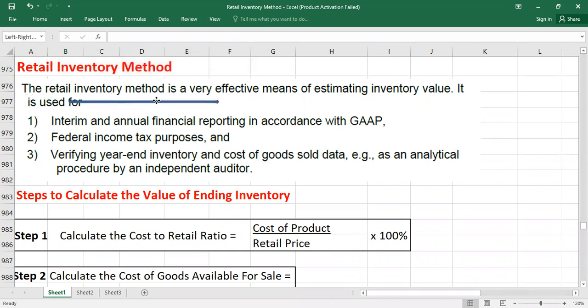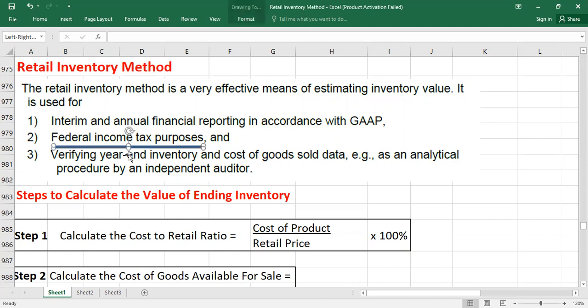So the retail inventory method is a very effective means of estimating inventory value. If you want to estimate the value of closing inventory, or even the cost of goods sold, you can use the retail inventory method. It is also allowed by US GAAP, and it can also be used for federal income tax purposes. Even an auditor can use it as an analytical procedure to estimate the value of closing inventory or cost of goods sold as a shortcut. So that is why this is really important.